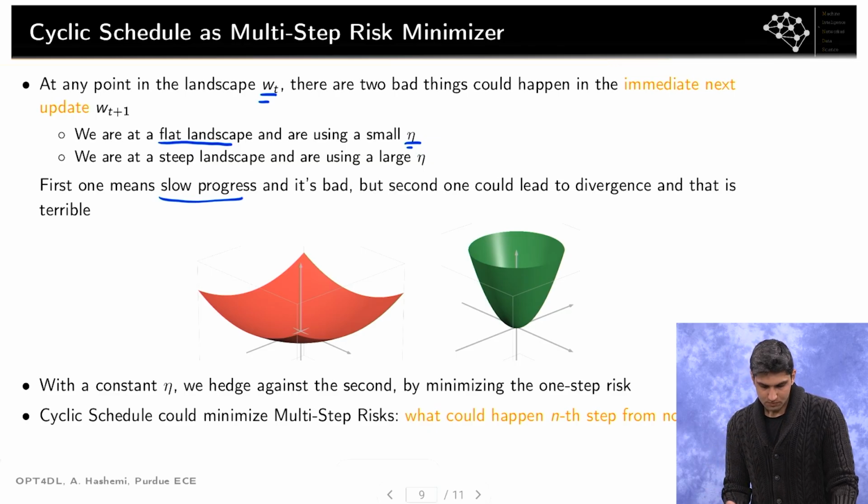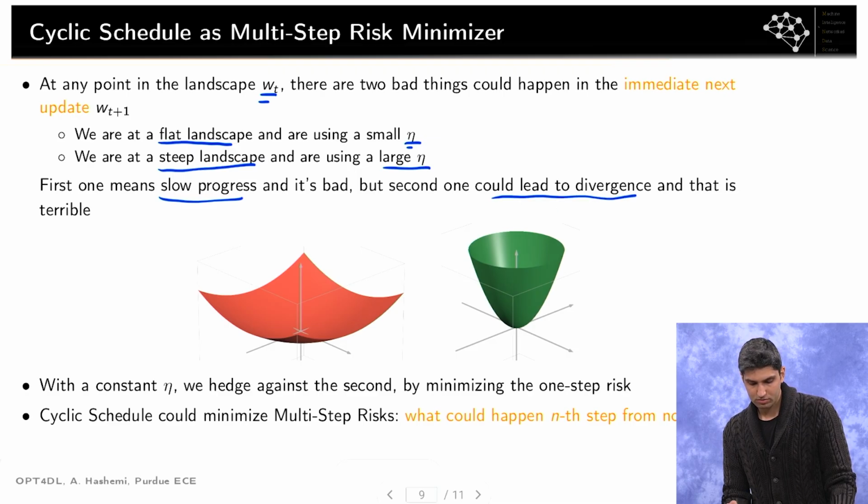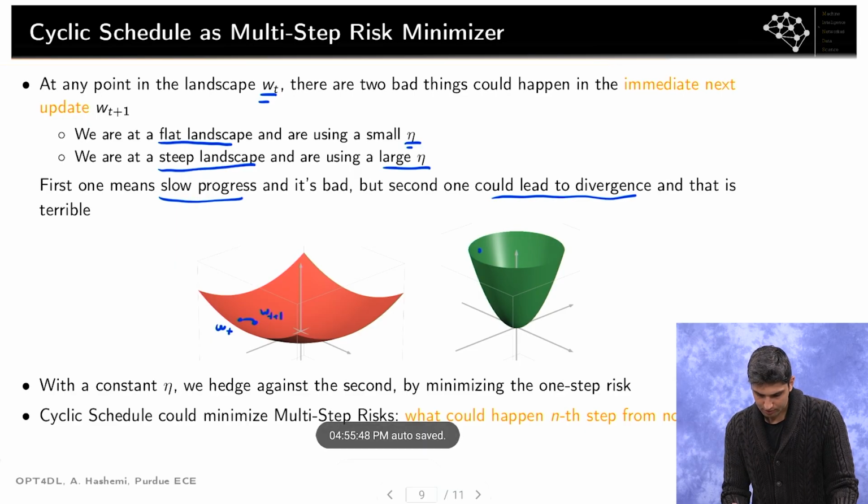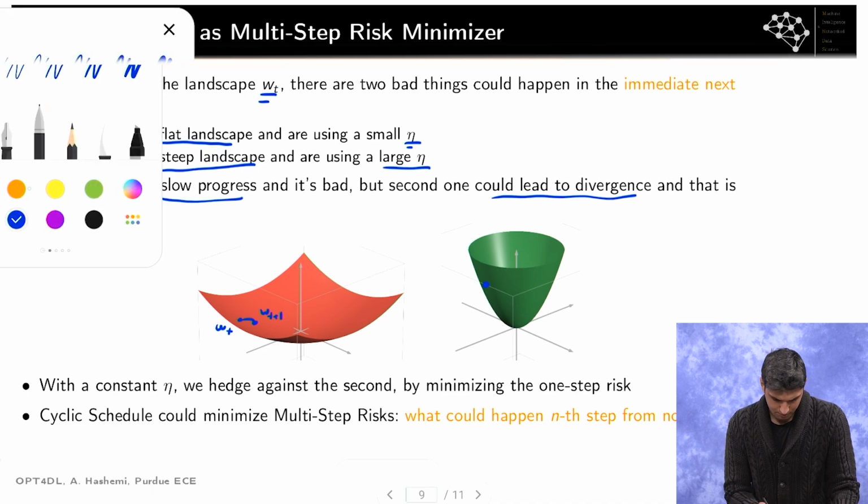Okay. Now let's consider another bad situation where WT is instead in a steep landscape, okay, a very sharp landscape, and we are using a very large learning rate. Okay. Why is this bad? Because it could lead to divergence. Okay. So here is my attempt to visualize this. This is the first case. This is WT, and then I use a small step size to go to WT plus 1. So you barely move. On the other hand, if you are, let's say, here in a steep landscape, let me use a different color.